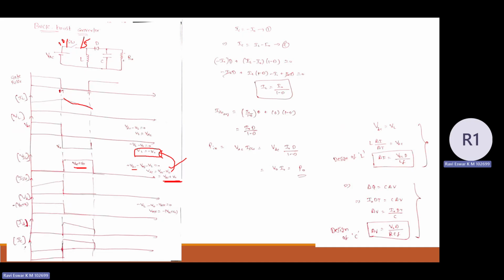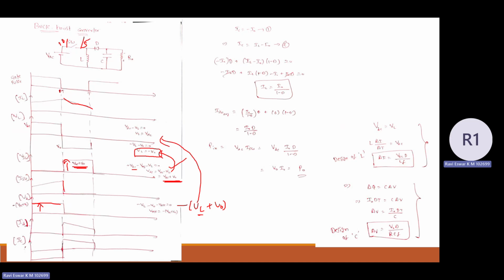Whereas if you see the diode voltage in mode 1, you can check here VAK equal to minus of VL plus V naught. What is VL here in mode 1? VDC. So it is minus of VDC plus V naught. So the diode is blocking the reverse voltage in mode 1, whereas in mode 2, the switch is blocking the forward, positive voltage of VDC plus V naught.